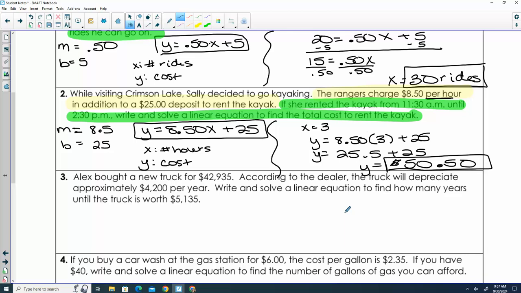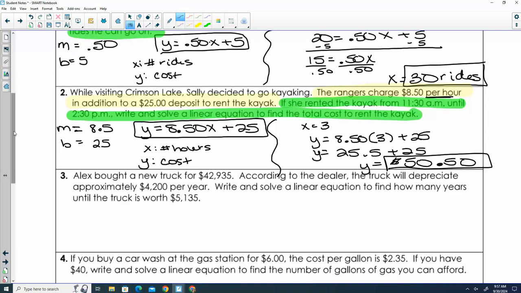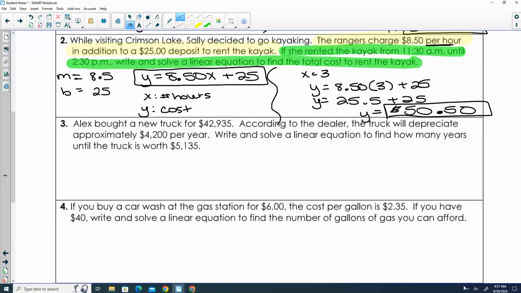All right, I want you to try to read the third question. See if you can figure out what the equation would be. So I don't want you to solve everything yet. See right here. So if we start there, M and B. M is something that is happening repeatedly. Is he paying for the truck repeatedly? No. So what is my slope?